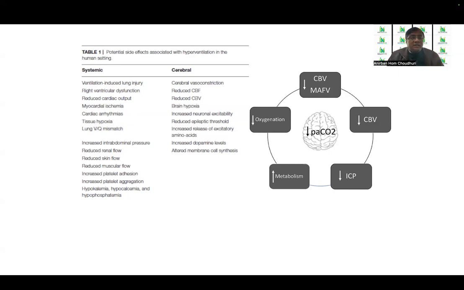Systemic primarily involves the lungs, heart, the abdomen, the kidney, as well as the blood, the platelets and the electrolytes. In the cerebral circulation, it causes cerebral vasoconstriction, so it reduces the cerebral blood flow, reduces the cerebral blood volume, and has a propensity to cause brain hypoxia. It increases the neuronal excitability, so it can trigger seizures. It also reduces the epileptic threshold, increases the release of excitatory amino acids, increases the dopamine, and alters membrane cell synthesis. So all are the consequences of hyperventilation, giving rise to a fall in PCO2.